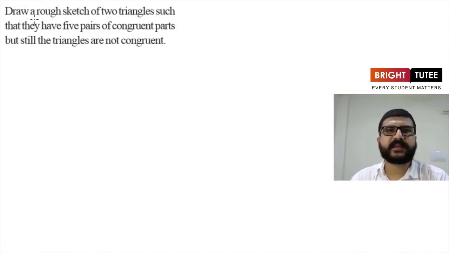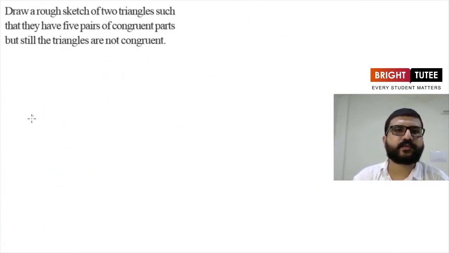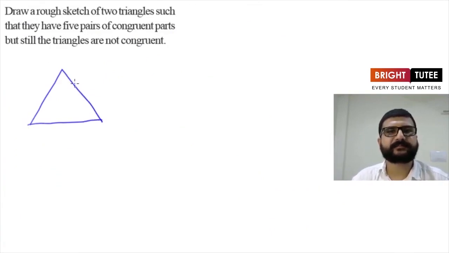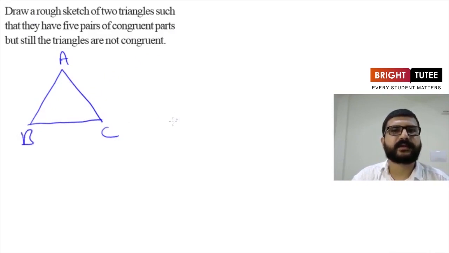Now the next question is, draw a rough sketch of two triangles such that they have 5 pairs of congruent parts, but still the triangles are not congruent. Is it possible to draw such a sketch? Let's try it. Let's draw two triangles first. Let's say here is triangle ABC, and we have one more triangle. Let's say it is DEF.